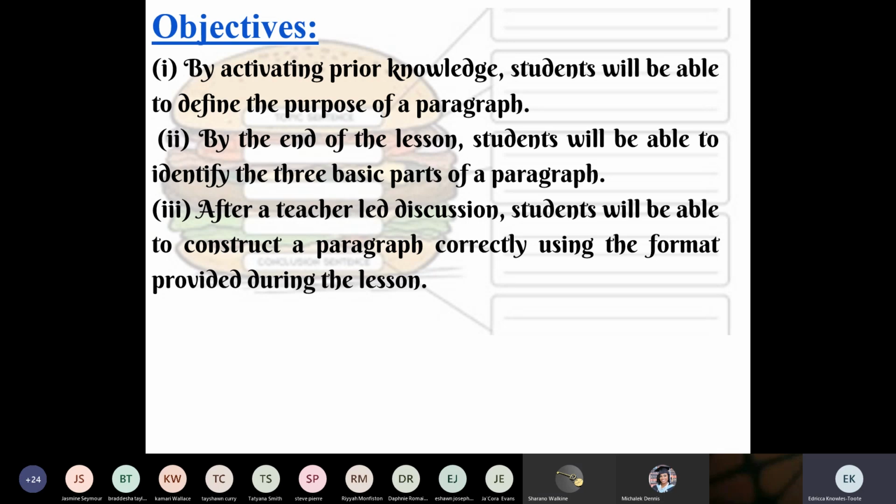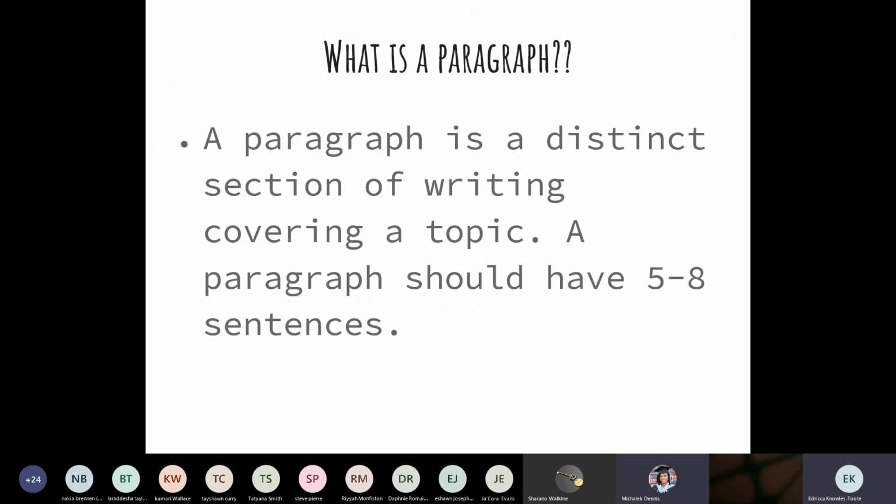Okay. So we're going to be able to define the purpose of a paragraph. You're going to be able to identify the 3 basic parts of a paragraph, and we're going to be able to construct a paragraph using the format provided. What is a paragraph? It is a distinct section of writing covering a topic. A paragraph should have 5 to 8 sentences. So very good for those of you who said something along those lines.